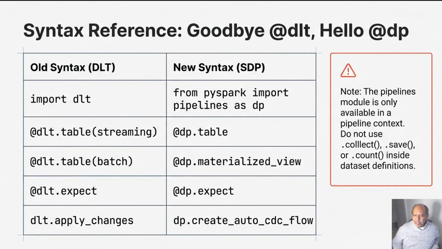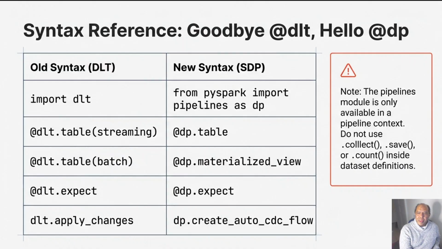For batch processing, the @dlt.table now becomes, and this is very key, this is a change here, it's no more a table. It is @dp.materialized_view for batch processing. This naming is actually more semantically correct. A materialized view is exactly what it is, a pre-computed stored result of a query.